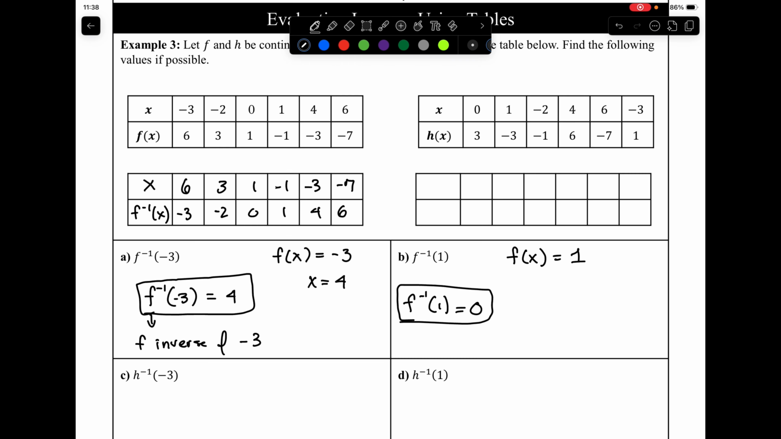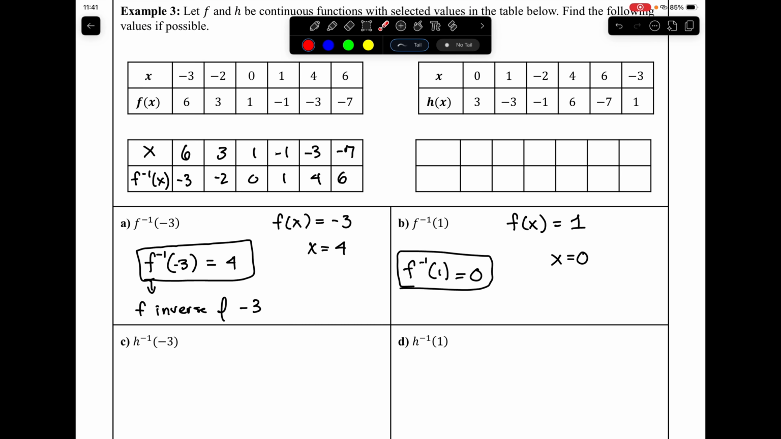And look at the solution to this equation that I have right here on the right. What value of x is going to give me an output value of 1? Looking at the table, f of x equals 1 when the x value is 0. Notice those are the same numbers we're looking for. So the solution to this equation is the same as the value of the inverse at 1.